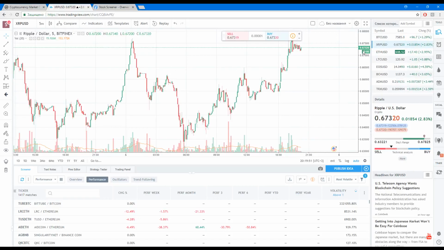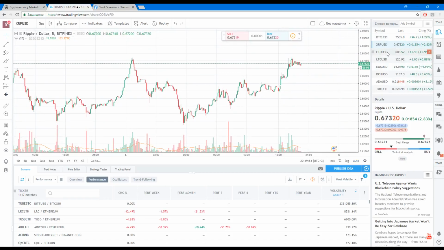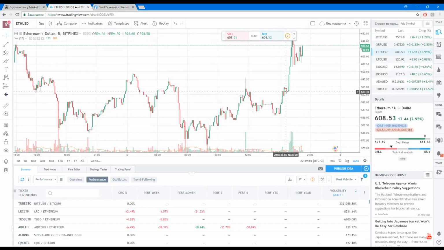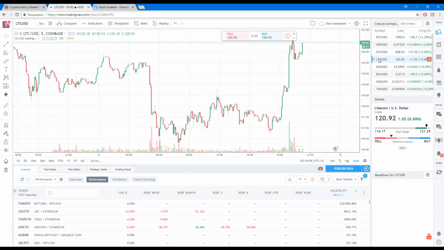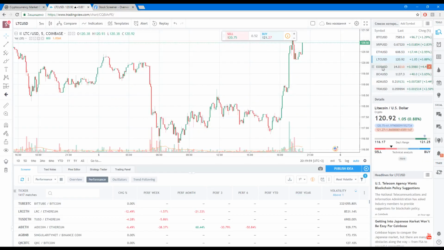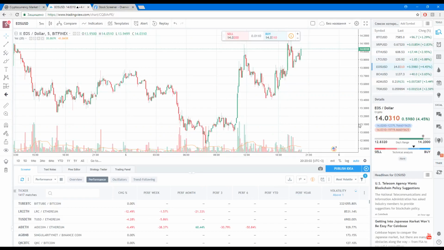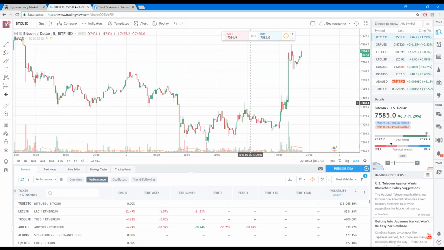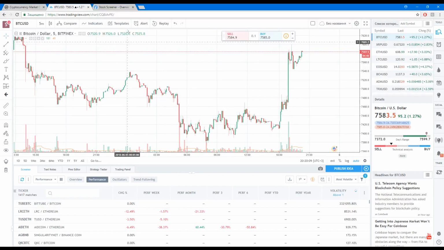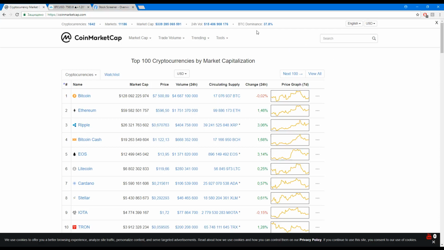So we have the same situation on 5-minute charts. ETH, the same situation. Litecoin, EOS, maybe yes, maybe not. But the main cryptocurrency looks like BTC. So it's obvious because of 78% BTC domination.